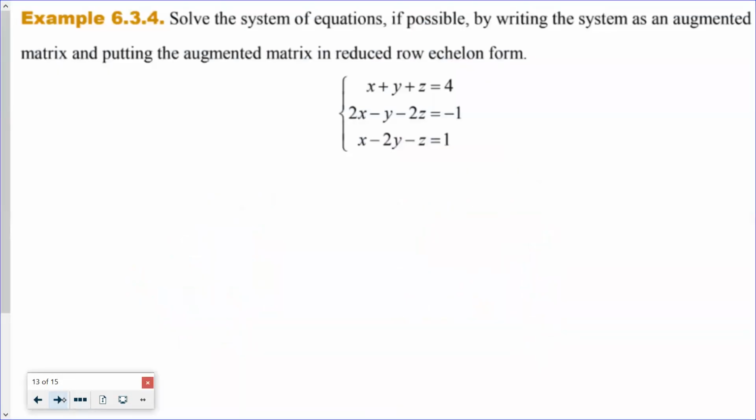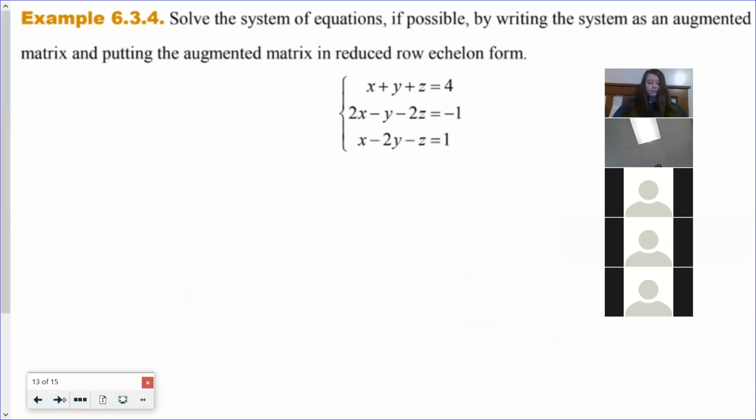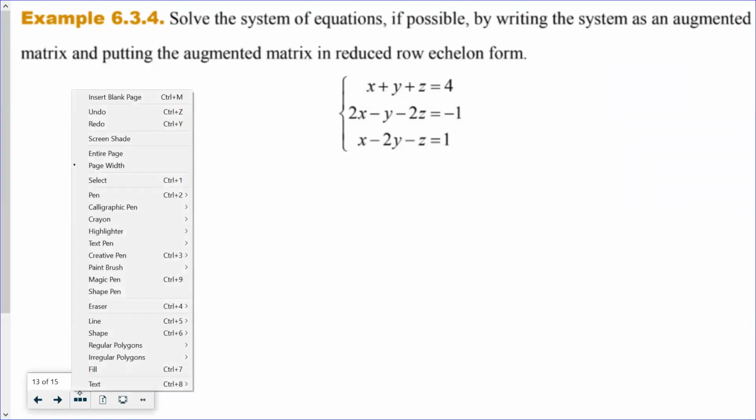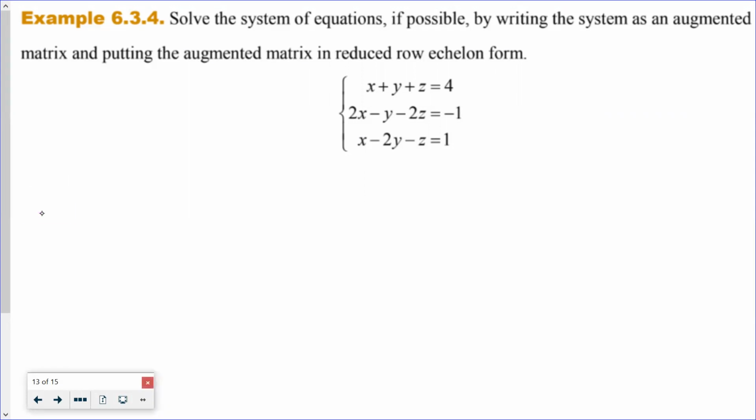So first off, here is our system of equations in X, Y, and Z. We want to change it into an augmented matrix, all right? So I'm going to ask, let's have Spencer Taylor. Could you speak up and tell me what that system of equations would look like as an augmented matrix?